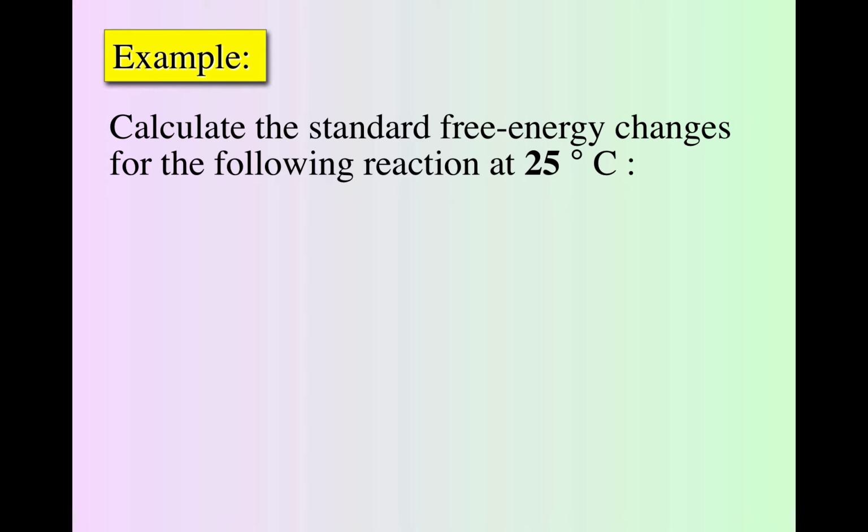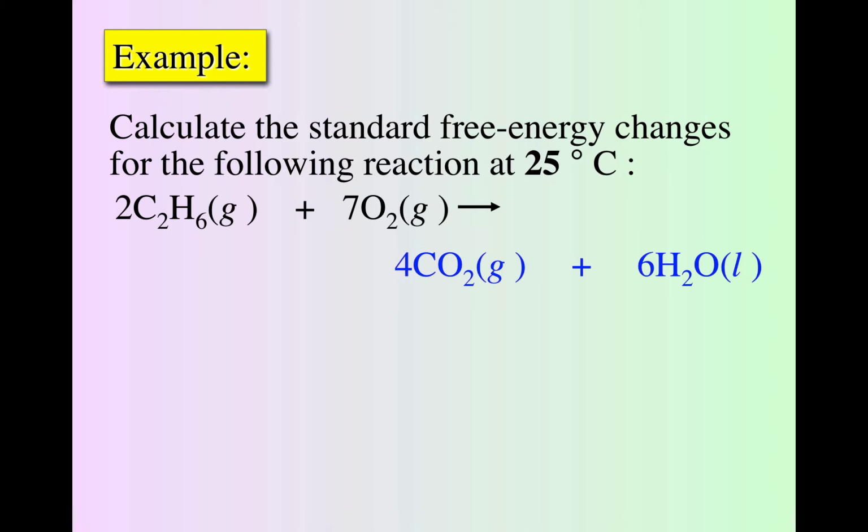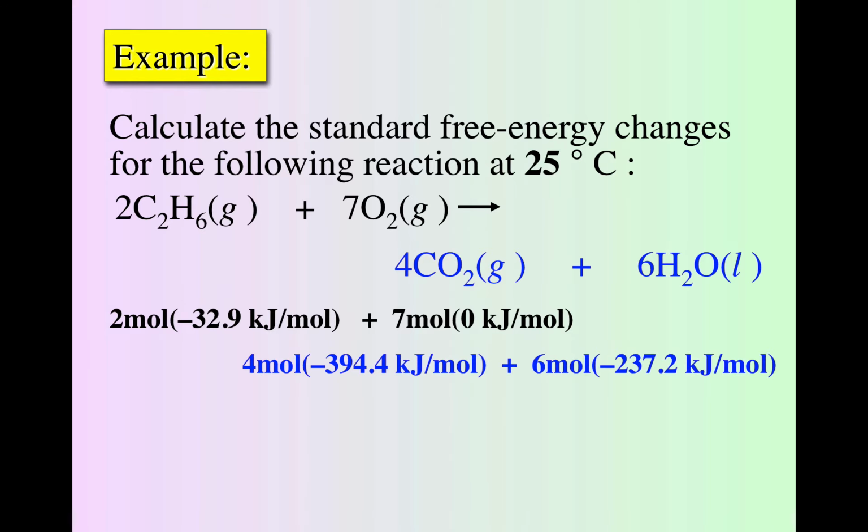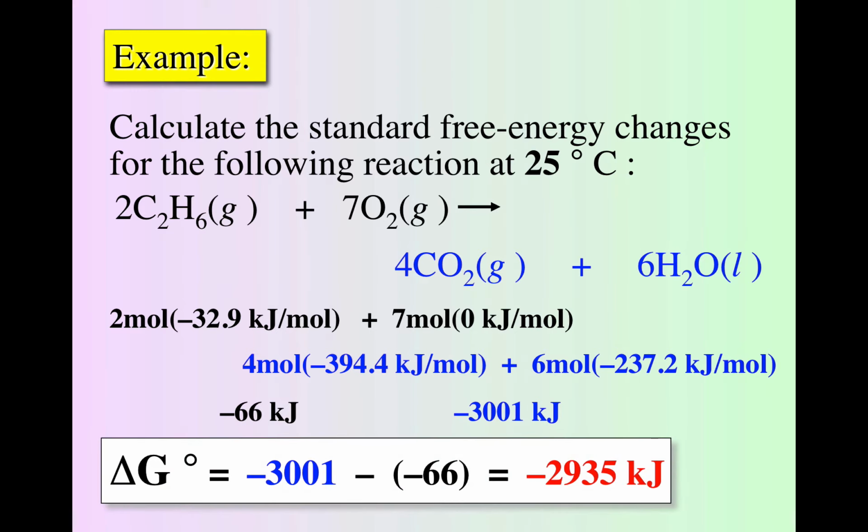All right, so calculate the standard free energy change for the following reactions at 25 degrees Celsius. So just like with delta H, you're going to have thermodynamic data. You'll have a delta H column, an S column, and a delta G column. So you can look up the free energies of formation of the reactants. You can look up the free energies of formation for the products and subtract the reactants from the products to figure out what the change is.